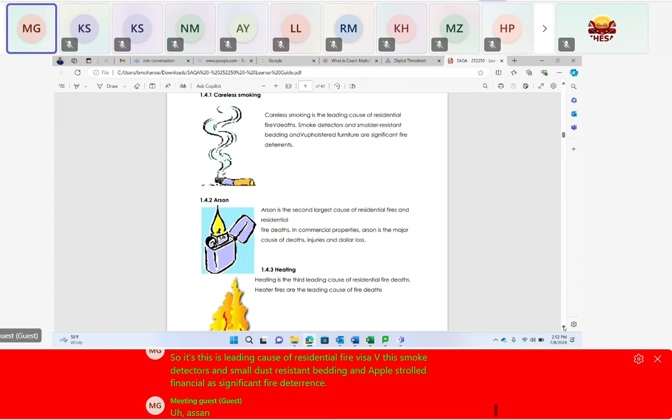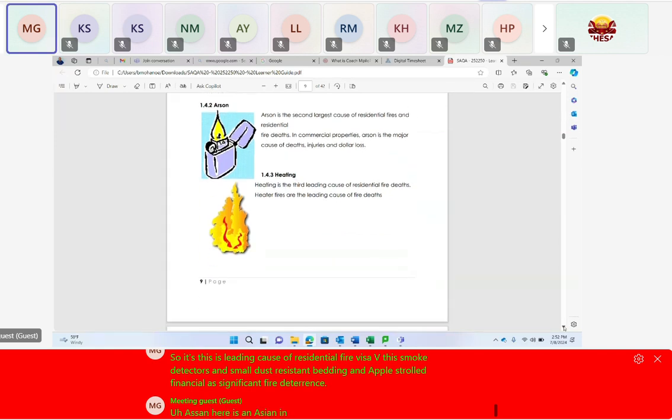Arson is common in our residences. It's the second largest cause of residential fires.